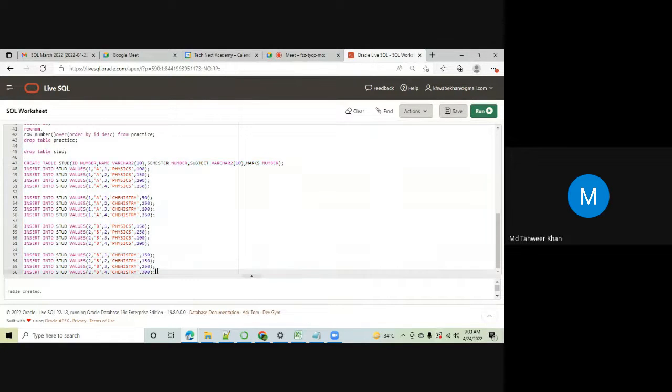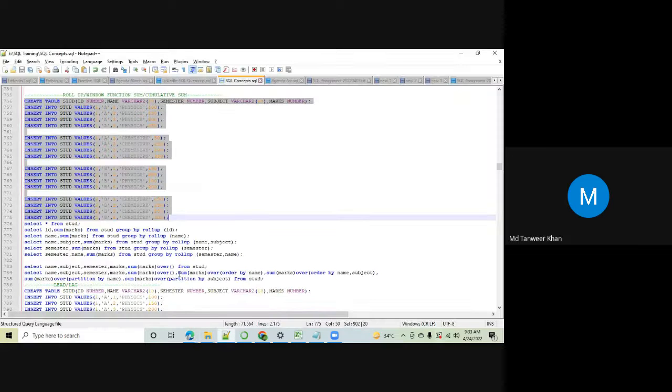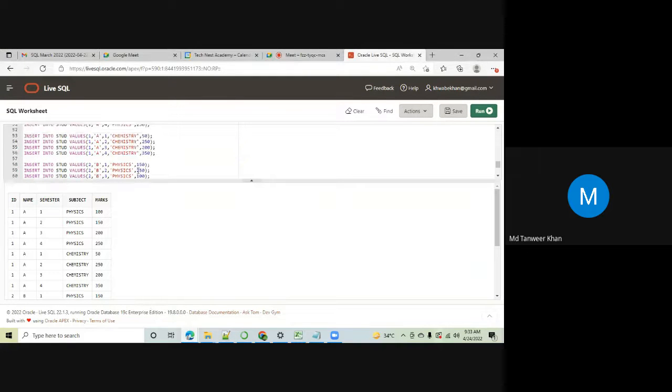So this is your student table, and let me show the data. This is the data. Which one shall I start with? Rollup I have talked about earlier. First of all, let's start with the simple one, and then I will teach you all those things.